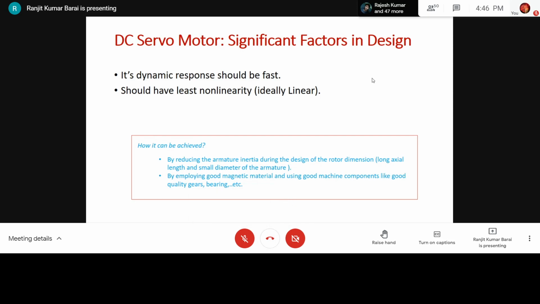If the system has a sluggish dynamic response, what will happen? There will be a time lag between the desired response and the actual response. As we don't want a sluggish response or any delay in the response, we prefer the motor to be quite fast, if not very fast. And it should have the least non-linearity. Ideally, it should be linear.